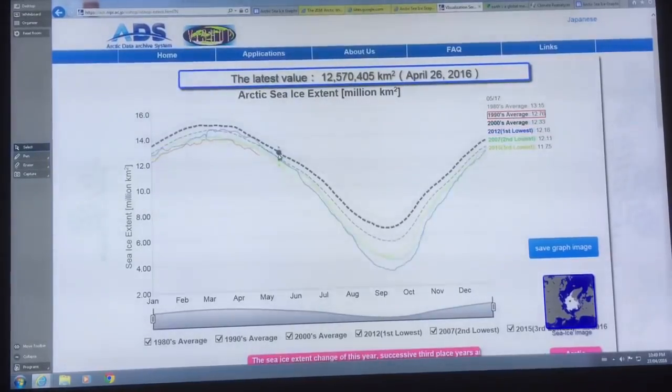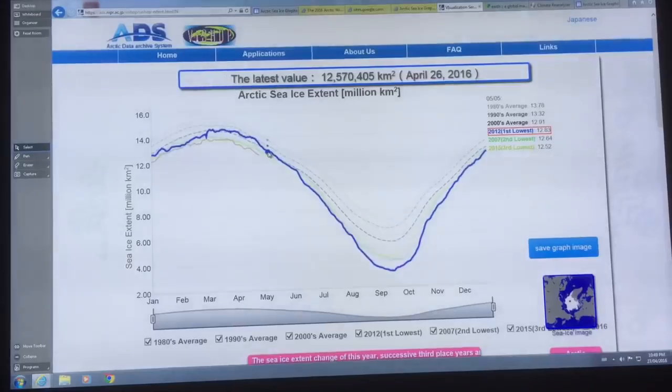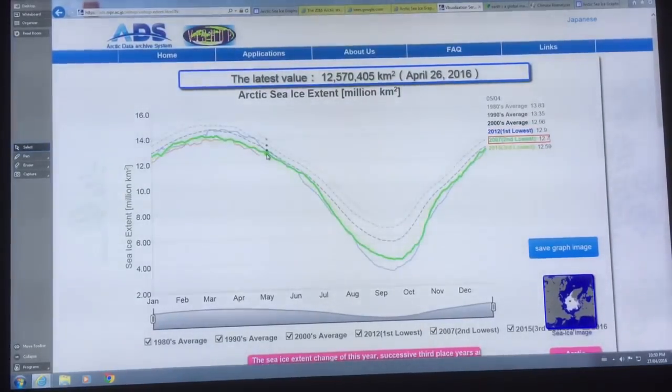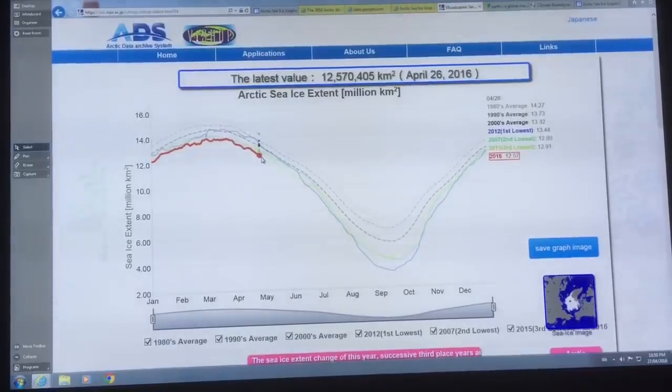Okay, so this is the blue curve. That was the lowest year, in 2012. And then the green curve is the next lowest year, in 2007. And then the third lowest year was 2015. And here's where we are now. So we're well below any previous year for this particular time of year.